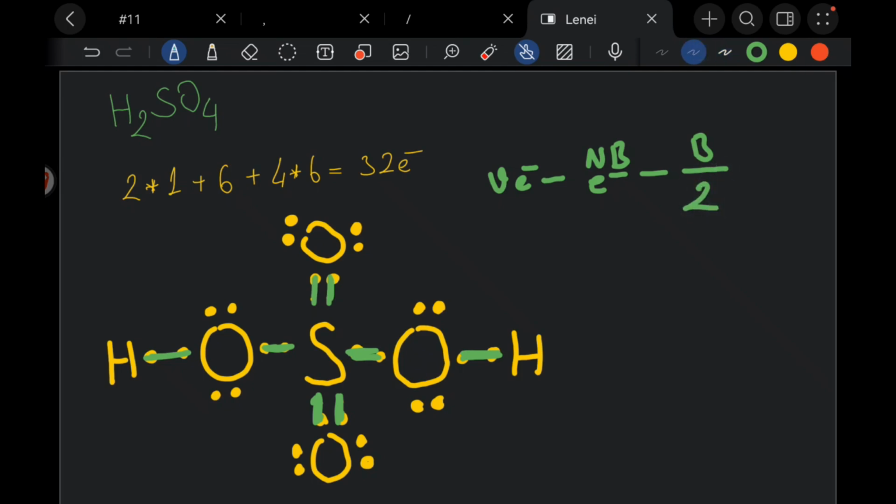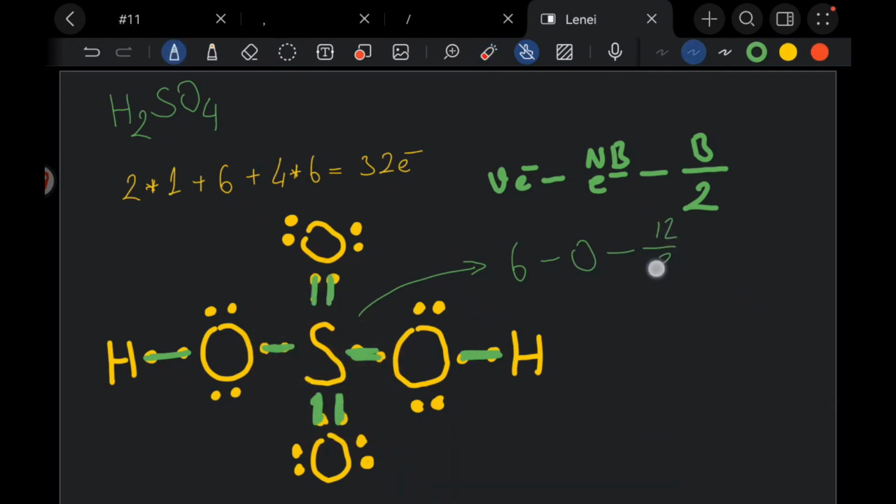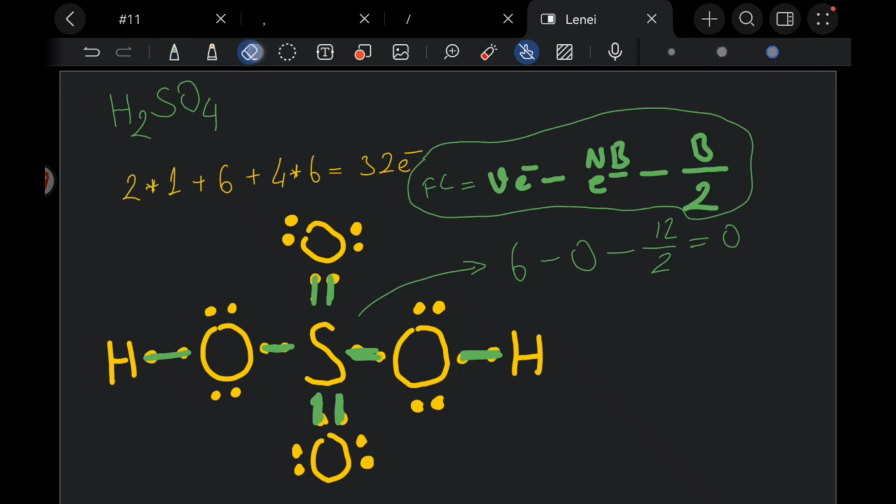So we have 6 valence electrons for the sulfur. The non-bonding electron number is 0 since all the electrons are bonded, and bonded electrons number 2, 4, 6, 8, 10, and 12. So 12 over 2. And the formal charge on the sulfur is 0. This is the formal charge formula. You should keep that in mind before a chemistry exam, definitely.